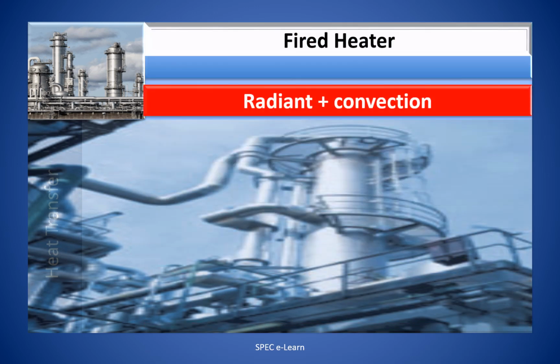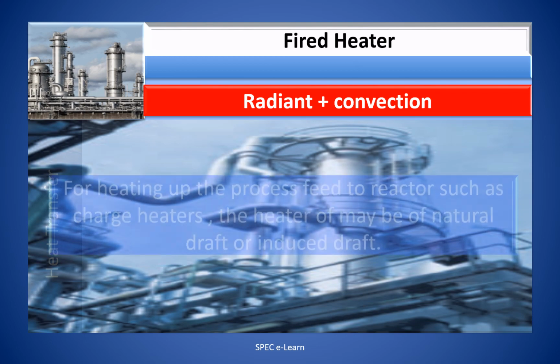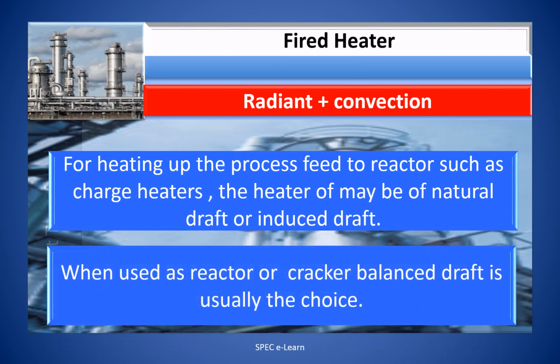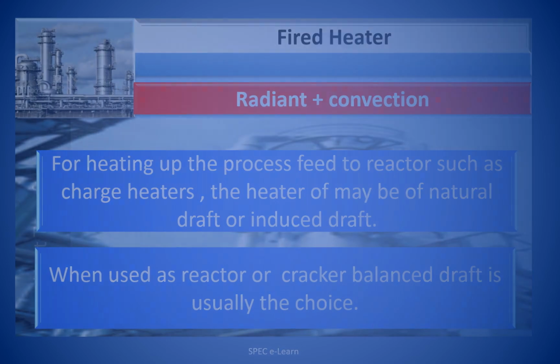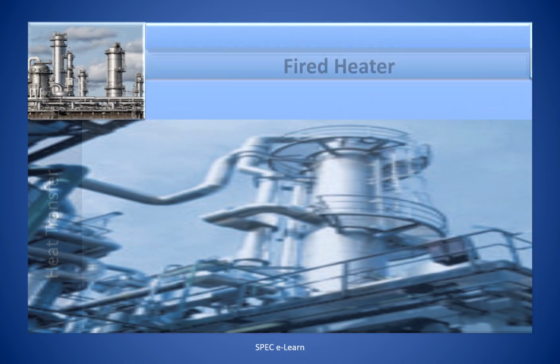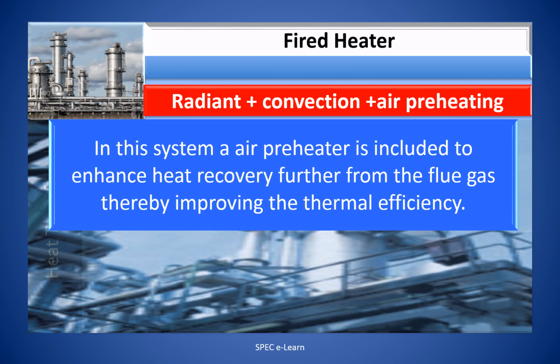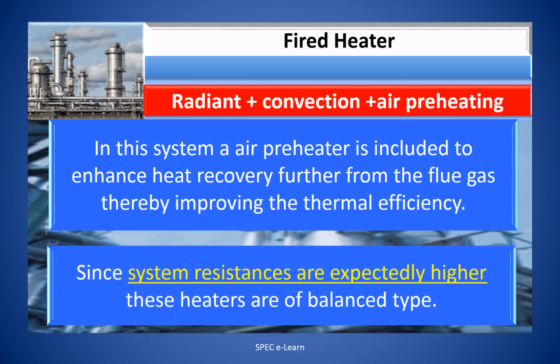For heating up the process feed to reactors such as charge heaters, the heater may be of natural draft or induced draft. When used as a reactor or cracker, balanced draft is usually the choice. Radiant plus convection plus air preheating. In this system, an air preheater is included to enhance heat recovery further from the flue gas, thereby improving the thermal efficiency. Since system resistances are higher, these heaters are of balanced type.